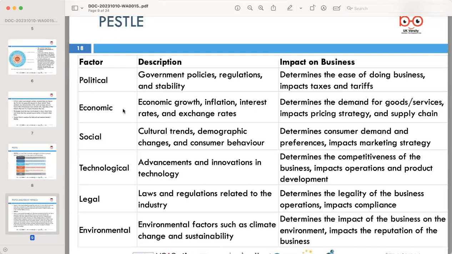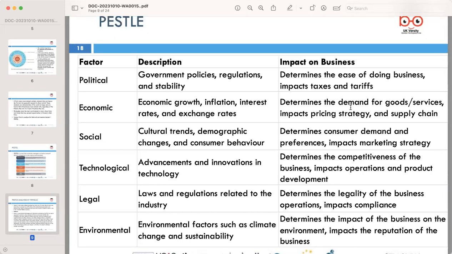Next one is economic: growth, inflation, interest rates, and exchange rates. Impact on business: determines the demand for goods and services, impacts pricing strategy and supply chain. So economic factors include economic growth, inflation, interest rates, and exchange rates. These factors determine the demand for goods and services, impact pricing strategies, and influence the supply chain.